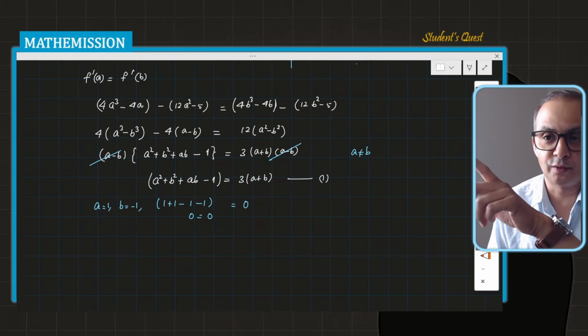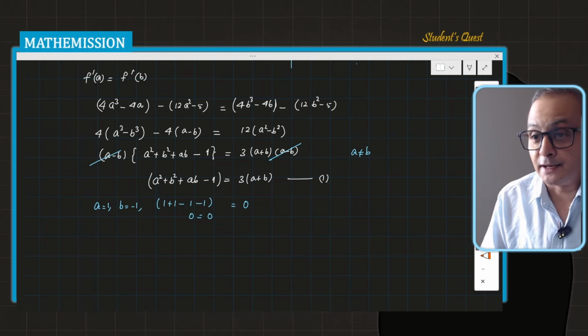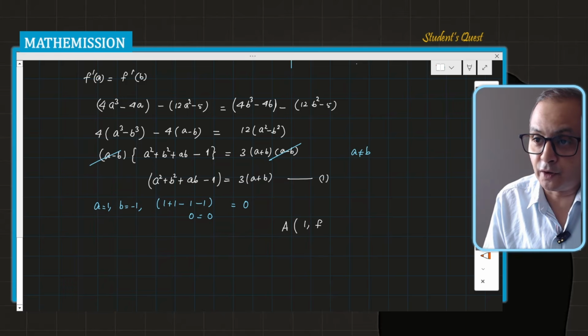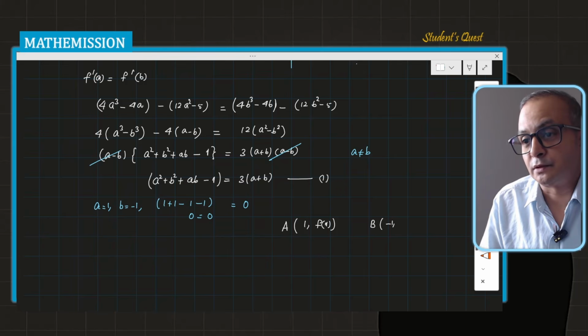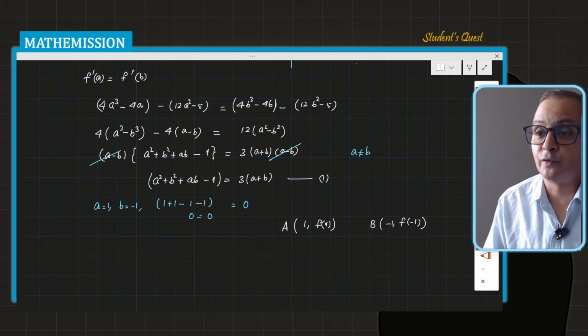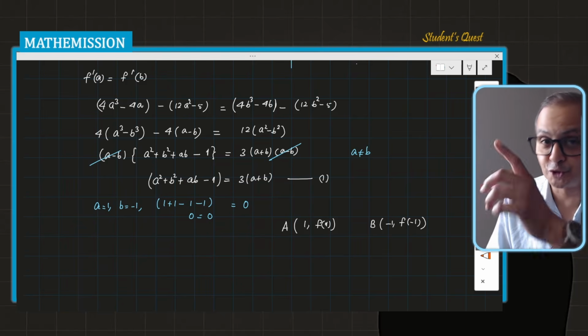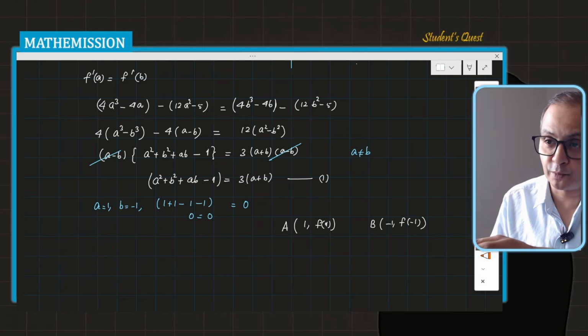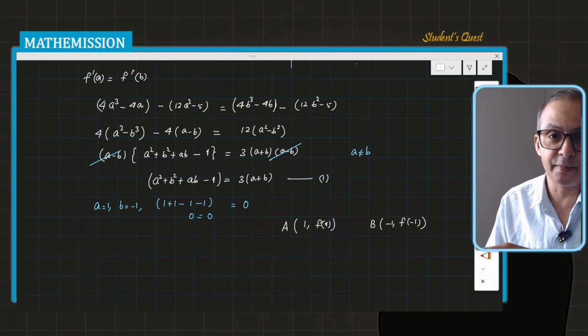The x1 I can take as 1 and x2 as minus 1. So let's assume the two points I got are: one point is (1, f(1)) and the other point is (minus 1, f(minus 1)). But the problem is I don't know whether a and b are points at which the tangent is the same line, because it can also be possible that at this point you are drawing a tangent whose slope is equal to the slope of the tangent at b.